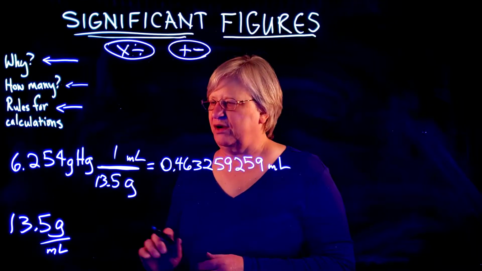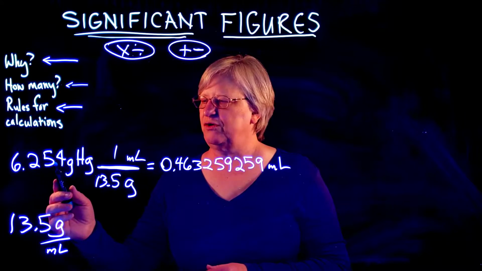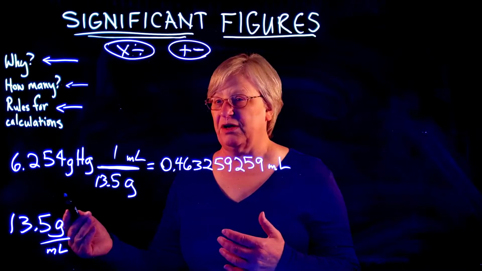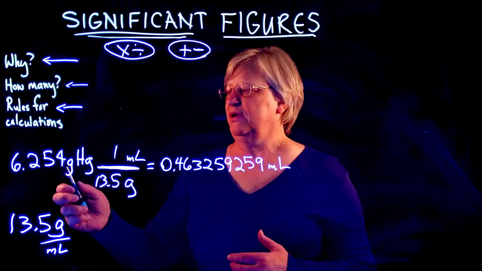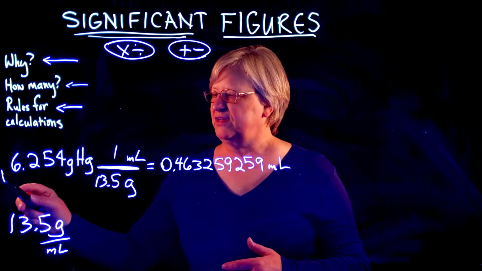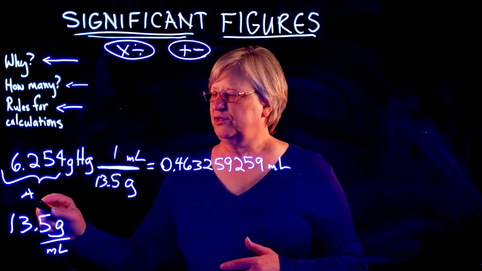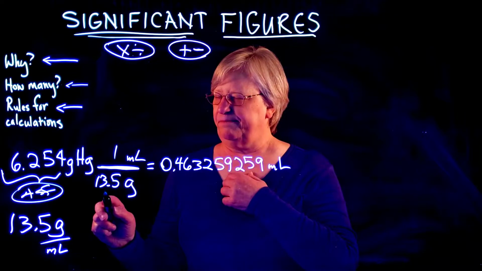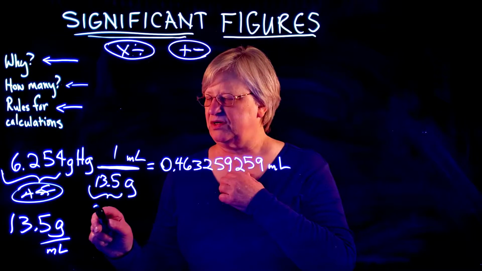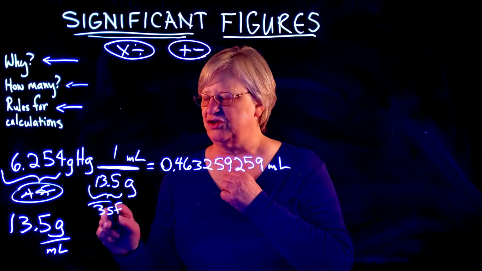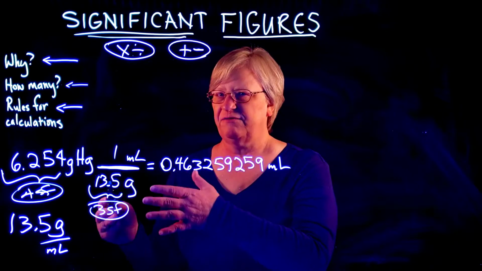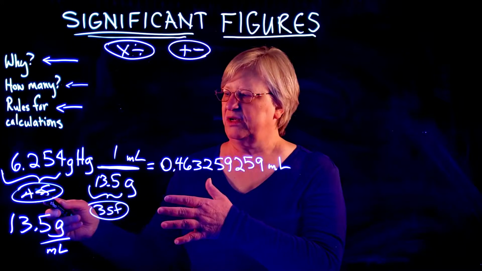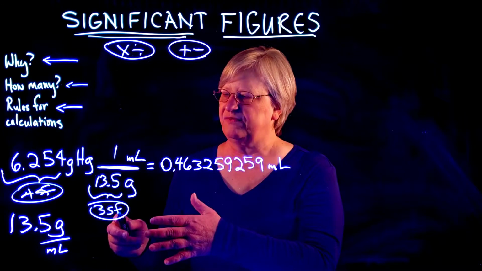We know that we have 6.254 grams. That's pretty carefully measured. We know it to a milligram. So we have 4 sig figs here. We know the density of mercury to 3 sig figs. That's also measured. Somebody measured that and figured that out at some point. And so we have 4 sig figs and we have 3 sig figs.